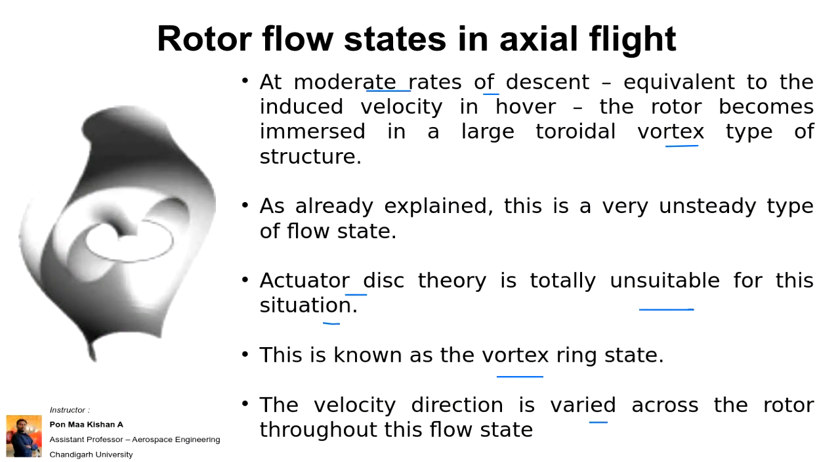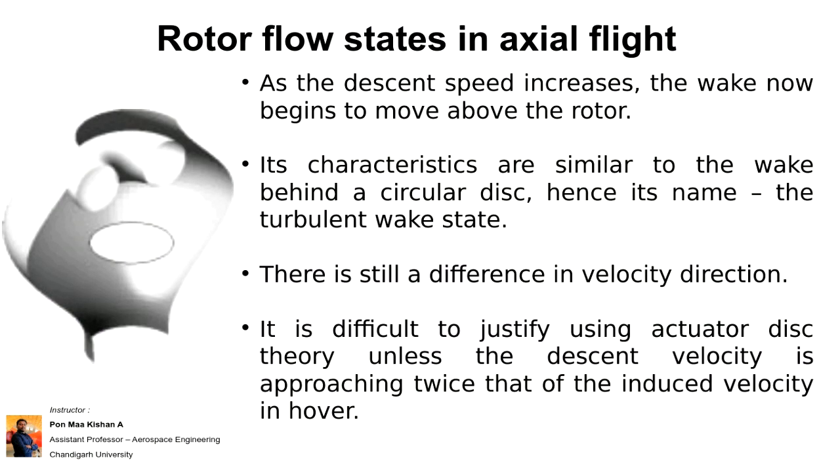Okay, so the next one is the turbulent wake state. When the speed increases, let's consider 50 meters per second, the wake will form above the rotor, and that state is called the turbulent wake state. Here the direction of velocity will mostly be downward, and a little bit of component will act upward because of the vortex formation.